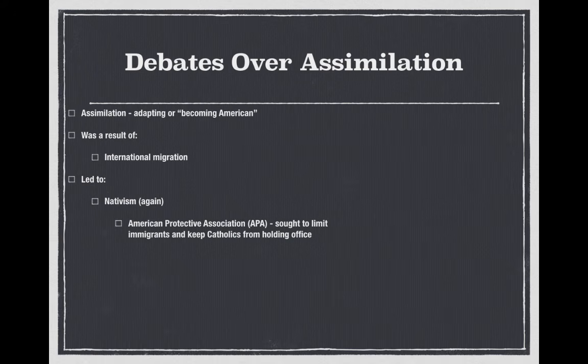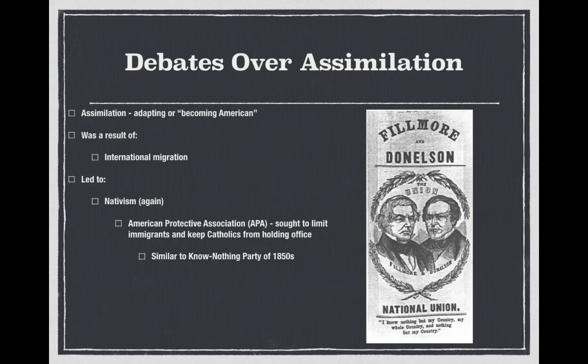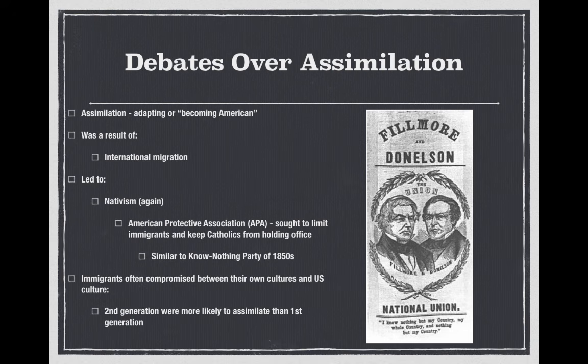An example of this is the American Protective Association, or the APA, which sought to limit immigrants and keep Catholics from holding office. Guys, be familiar with this. This is similar to the Know Nothing Party of the 1850s, which ran a presidential candidate in the 1852 election. Immigrants often compromise between their own cultures and U.S. culture. So, for example, second-generation immigrants were more likely to assimilate than first-generation immigrants. And public schools only taught English, so they had to learn English in schools.